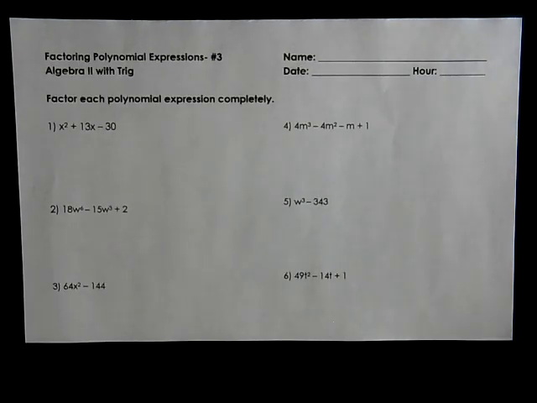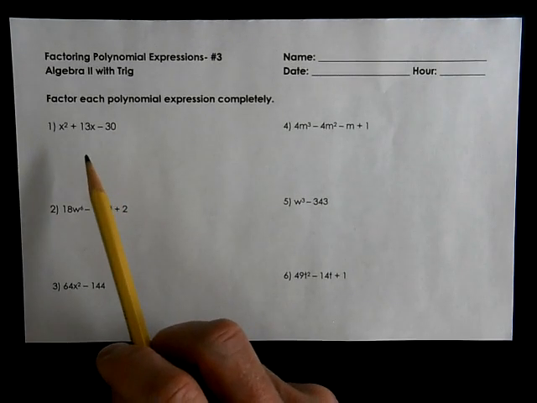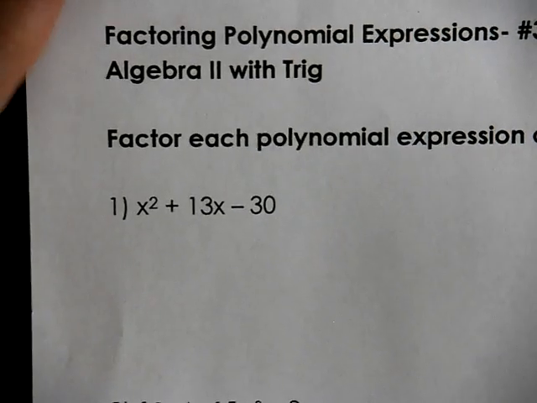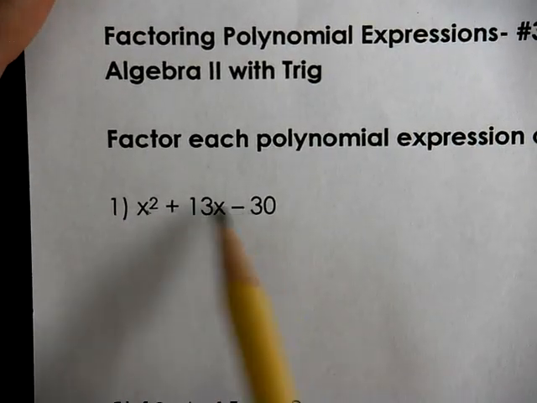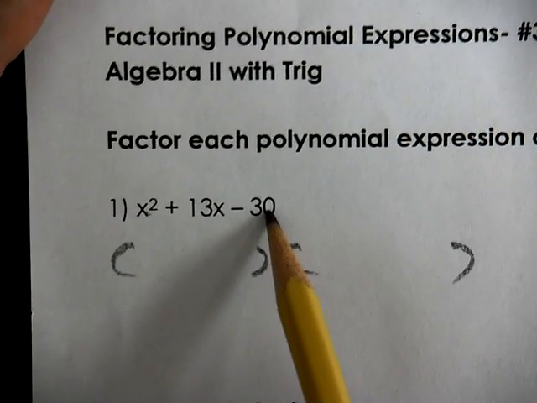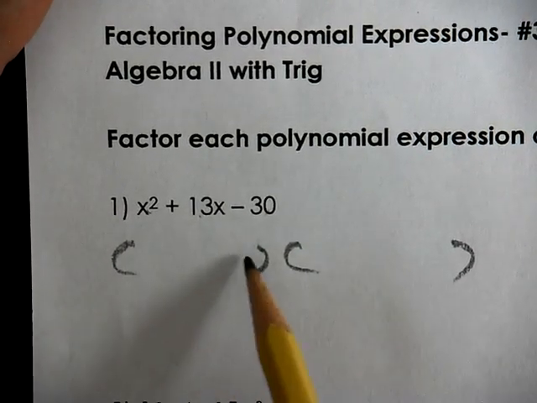Here's an Algebra 2 with trig factoring examples. This is just a quadratic. What multiplies to be 30 and adds to be 13?